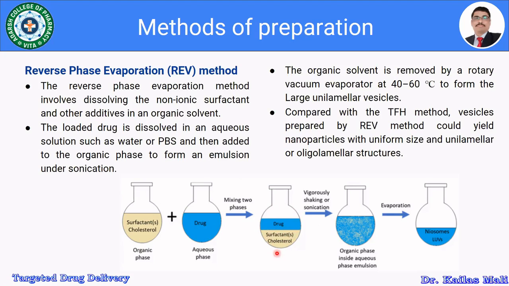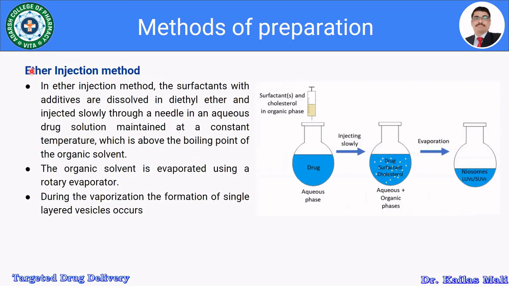Sonicate the mixture, and evaporate the organic phase so that we will get the niosomes. So this is about the reverse phase evaporation method. Let us see the ether injection method. It is the same as we have discussed in the liposome.